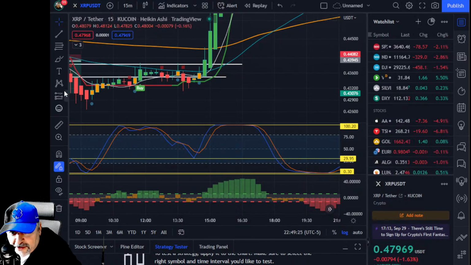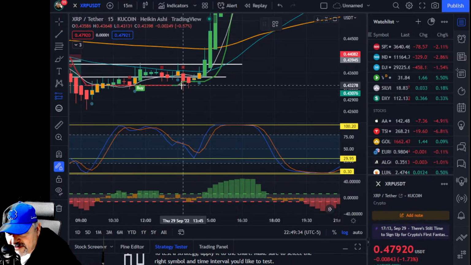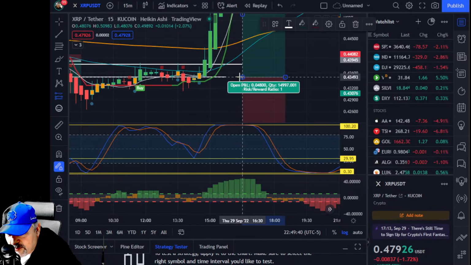Now, to make sure that we're going to get our 1% and our 2% targets, we're going to go right down here to this little sign. We're going to go to long position and just put that in where you're getting in, which would be this sign right here at 43.48. And then at that point, you just go up here, touch your little cross so that you can move things around.